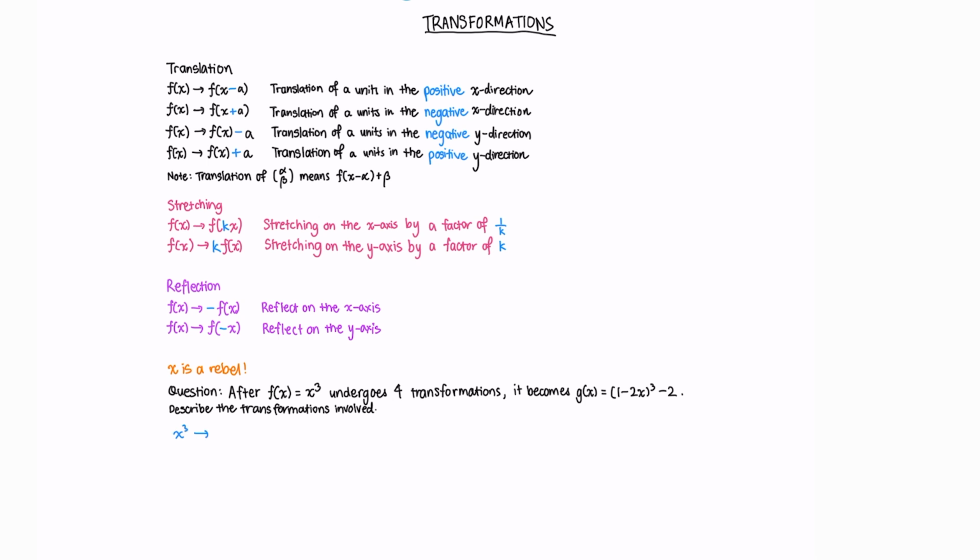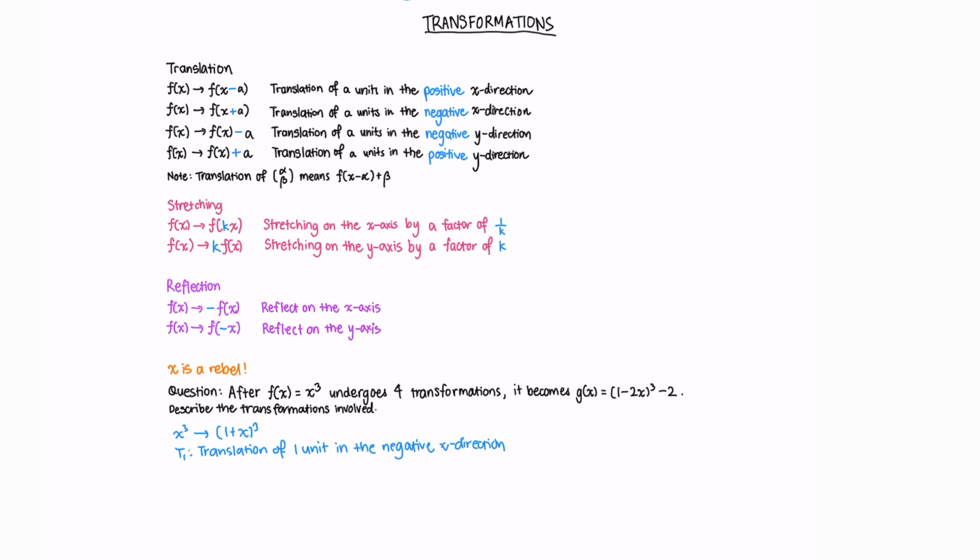To go from x cubed to (1 + x) cubed, what we want to do is a translation of 1 unit in the negative x direction. If we look up here, remember that x is a rebel. If we want x plus 1, we want a translation of 1 unit in the negative x direction. So our first transformation is a translation of 1 unit in the negative x direction.